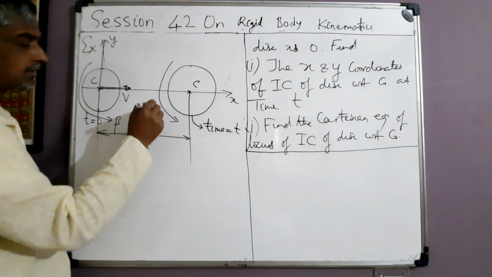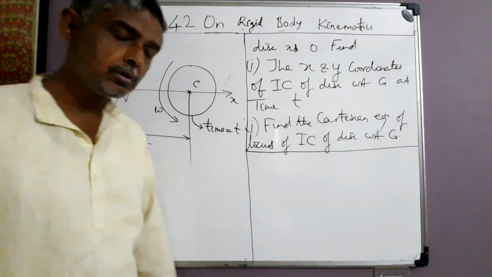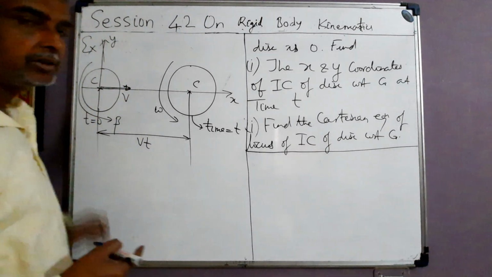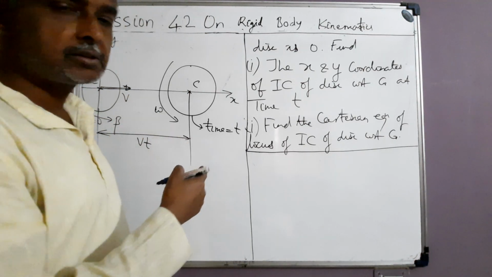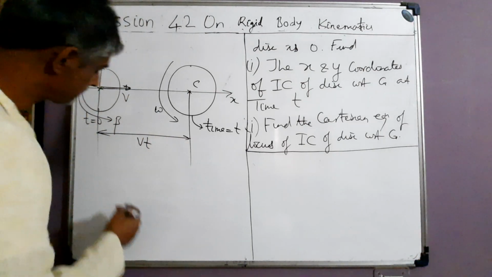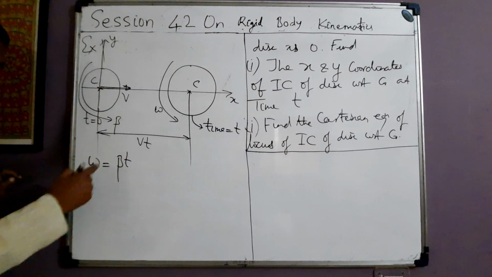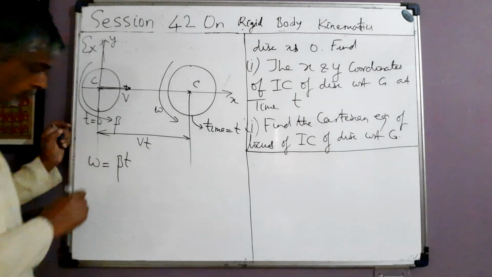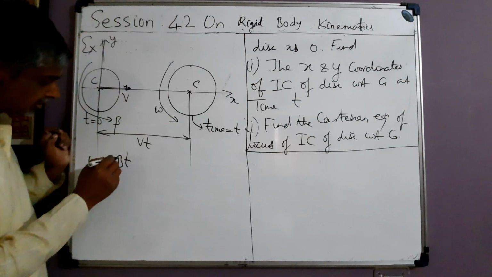At time t it has acquired some angular velocity omega. Initial angular velocity was 0 and angular acceleration beta is constant. Since initial angular speed is 0 and beta is anti-clockwise, the angular velocity of the disk subsequently will also be in anti-clockwise sense. So omega is equal to omega naught plus beta t. Omega naught is 0, so omega is equal to just beta t.